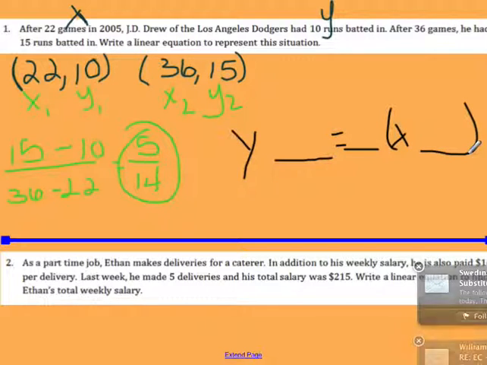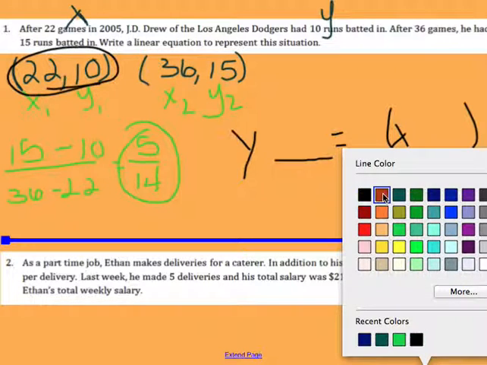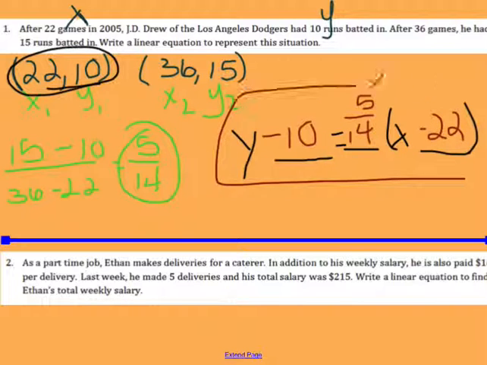All right, then what we're going to do next is we need to pick a point. So I'm going to pick this point right here, 22 and 10. So we're going to do, and I'm going to do the opposite. So the opposite of the y coordinate, minus 10. And here goes my slope. And then opposite of the x coordinate. And this right here is a linear equation.